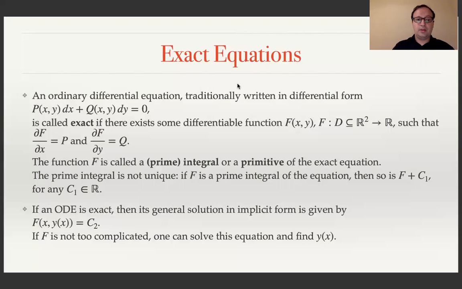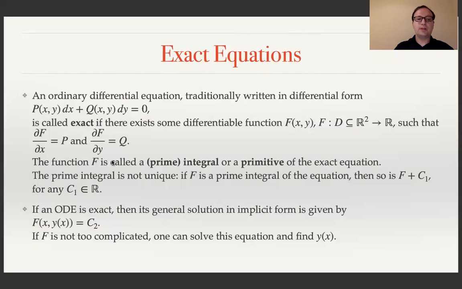This equation will be exact if there exists some differentiable function of two variables, x and y. The function is usually denoted by capital F, such that the derivative of capital F with respect to x is p, and the derivative of capital F with respect to y is q. So partial F over partial x is the coefficient of dx in the equation, and partial F over partial y is the coefficient of dy in the equation.